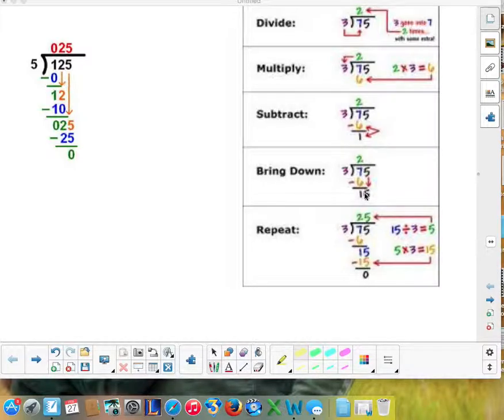I'm going to bring down my 5. How many times does 3 go into the number 15? Again, I could count by 3s: 3, 6, 9, 12, 15. So I'm going to write down my 5, because 3 goes into 15 5 times. Then I'm going to multiply 3 times 5, 15, subtract it, and I've got 0, so there's no remainder for this question. I hope this overview helps you remember how to divide again.